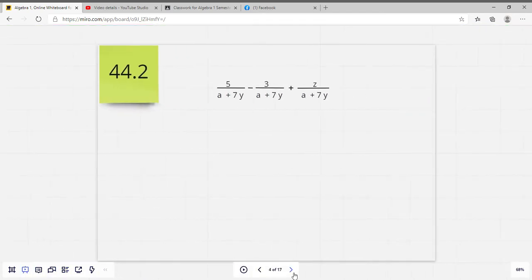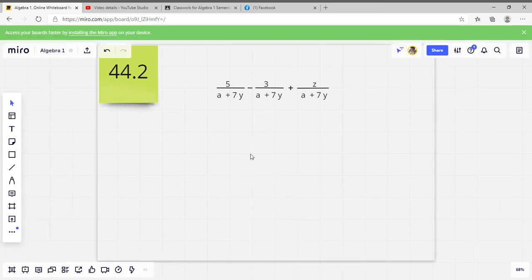All right, next one. This one's a little bit different because we have some like terms. We've got the 3 and the 5 that we can put together. In the last one, we didn't have any like terms. So here, this 3 and this 5 can be put together. Our bottoms are all the same, so we can just leave that the same, a plus 7y. Now 3 minus 5 will be 2. And that z can't combine with those, so we're going to say 2 plus z.